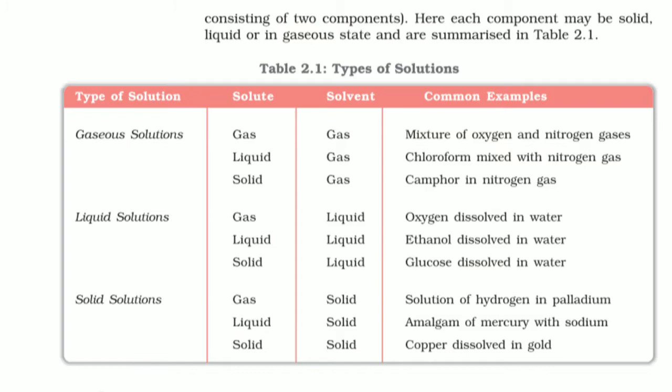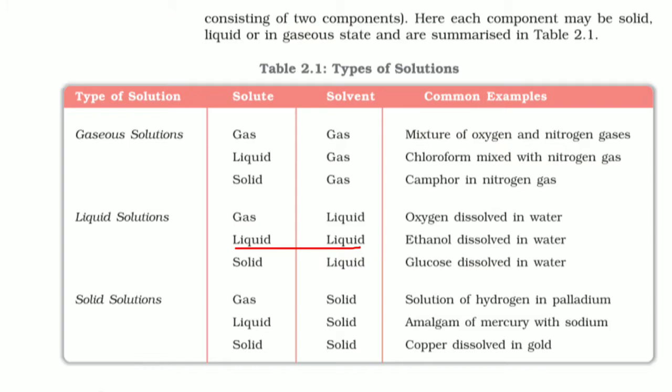The second classification on the basis of the nature of solvent is liquid solutions, and the subclassifications of the liquid solution on the basis of the nature of solute: the first one is gas in liquid. Example, oxygen dissolved in water. And the second subcategory is liquid in liquid. Example, ethanol dissolved in water.